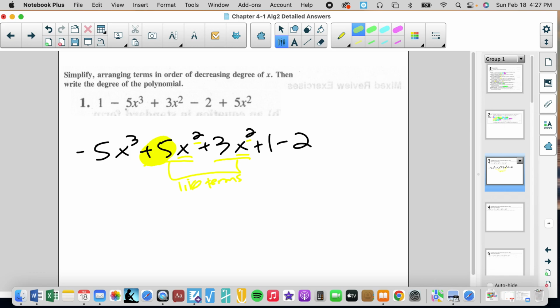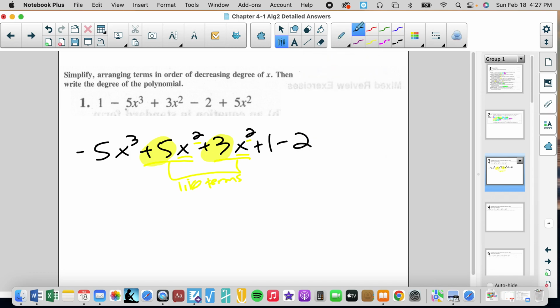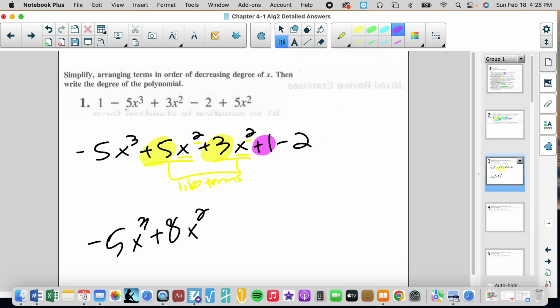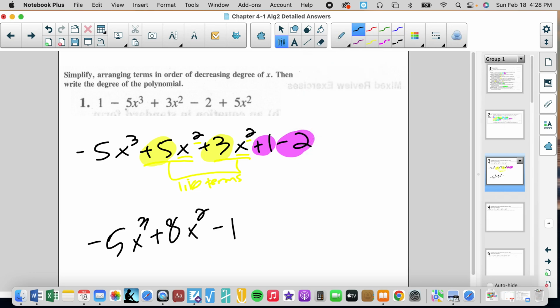The coefficients are -5 and positive 5 and +3. So those are the like terms. We don't have a like term with the x to the third. That is 8x squared. And then we also have these like terms. The constants are like terms. And that'll give us -1. So our final answer, simplified, is going to be -5x to the third plus 8x squared minus 1.